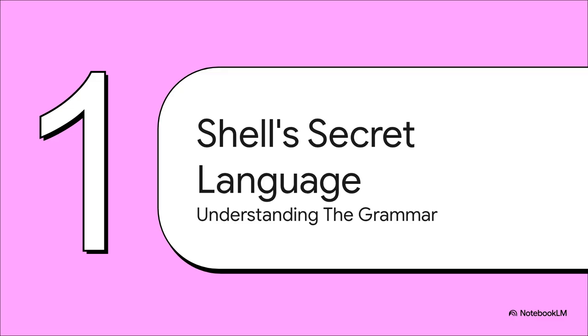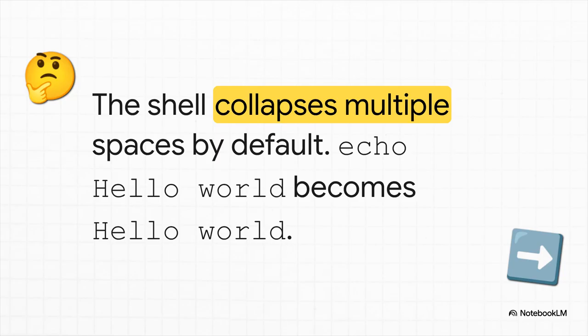Okay, first up, the fundamentals. Before the shell even thinks about running a command, it does this crucial thing called expansion. It basically scans the line for special characters and variables and interprets them. Getting a handle on this one concept is the key to avoiding like 90% of common errors. Let's look at a classic example.